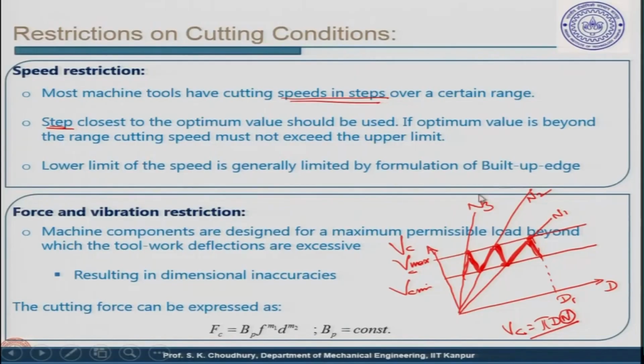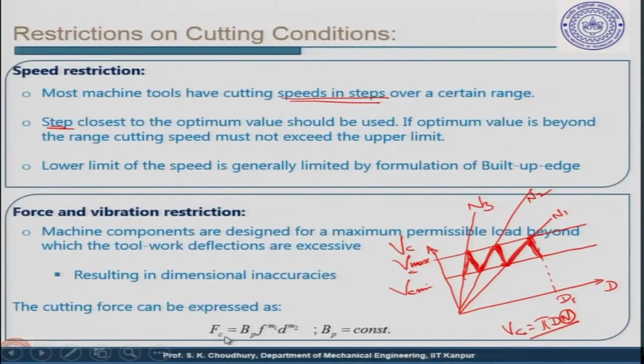That is the point you are saying, that the lower limit of the speed is generally limited by the formation of the built up edge. That is what I said already. Now, the force and vibration restriction: the machine components are designed for a maximum permissible load, beyond which of course the tool work deflection will be excessive, and that will result in dimensional inaccuracy, meaning the diameter will be defective or the length will be defective, I mean the deflection and so on. So, therefore, the cutting speed can be expressed in this way. It depends on the feed and the depth of cut.